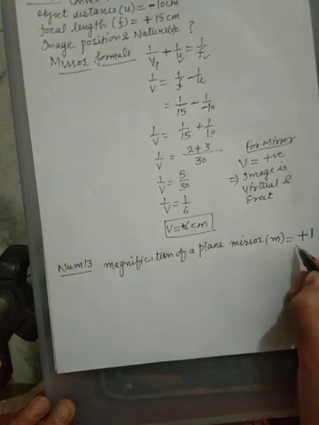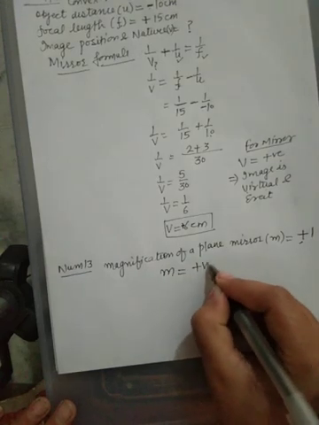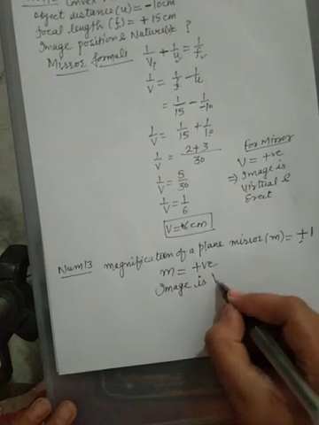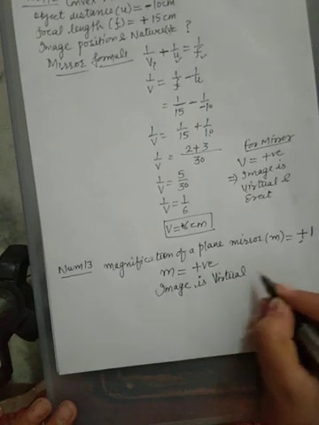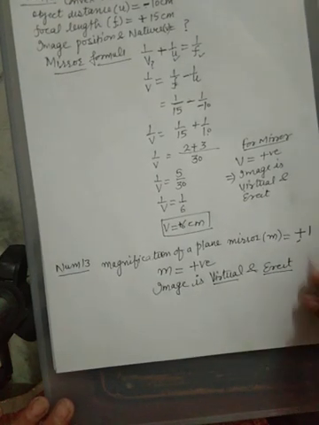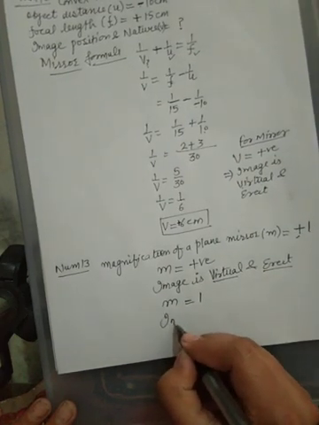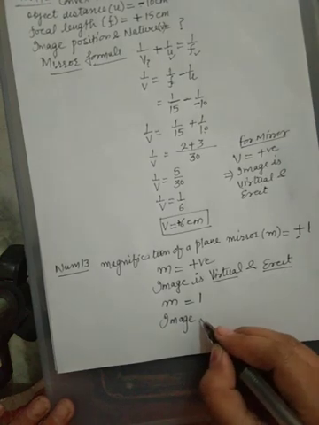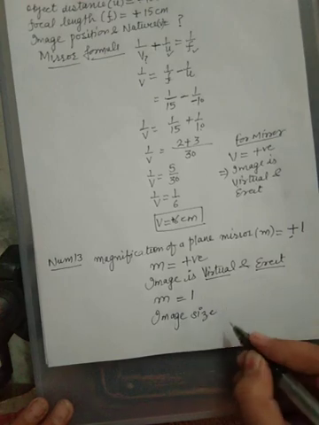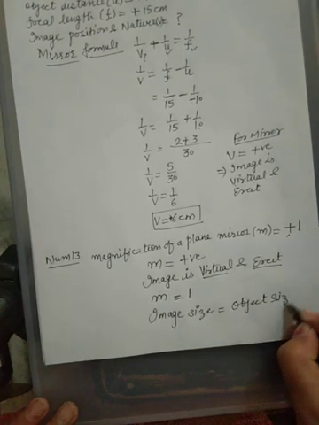What does it mean? Meaning, when magnification is positive, it means image is virtual and erect, because magnification is positive. And if magnification is equal to 1, it means image size, or I may call it image height, it is preferable to call it size. Image size is equal to object size.